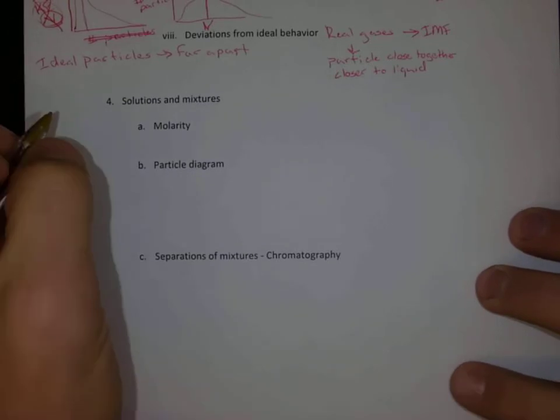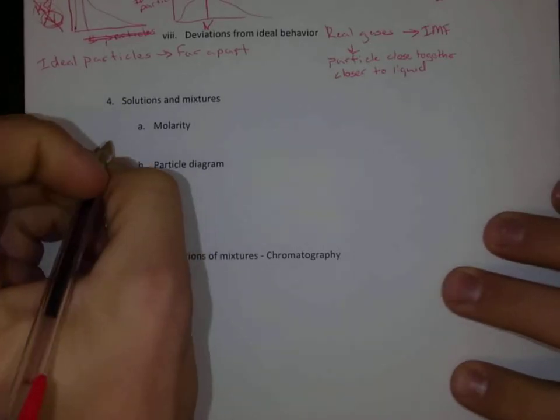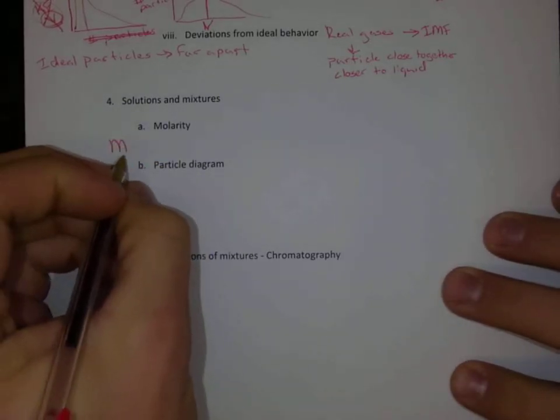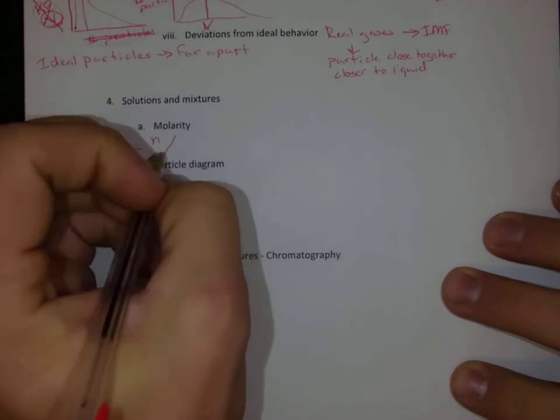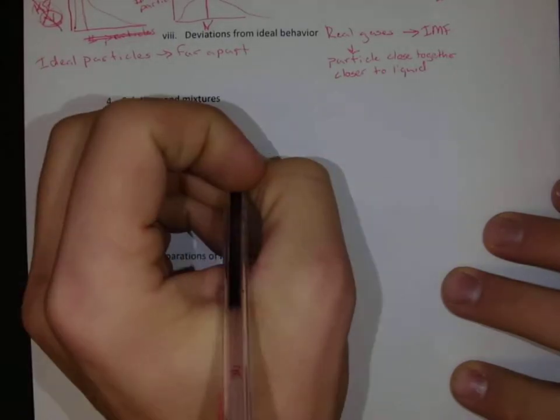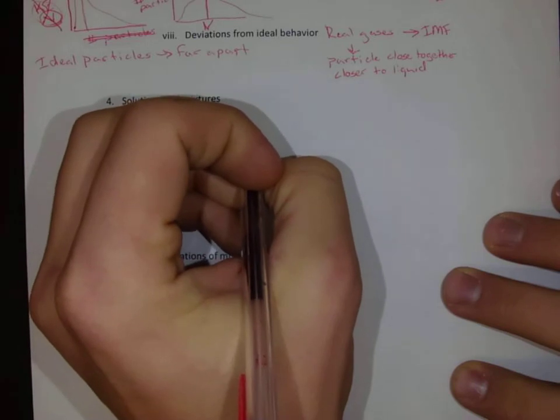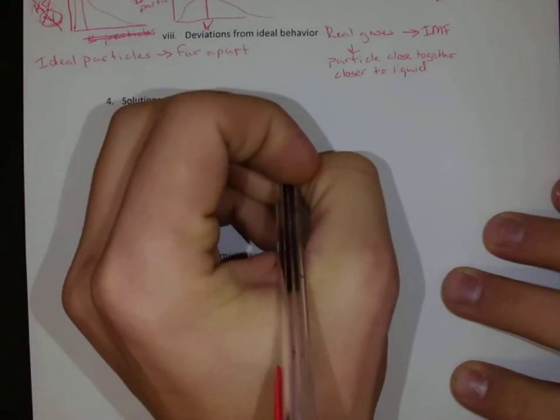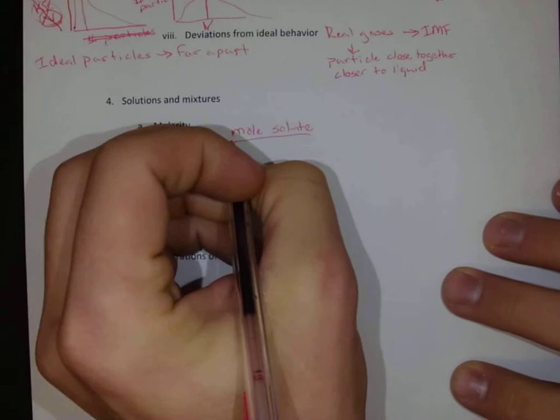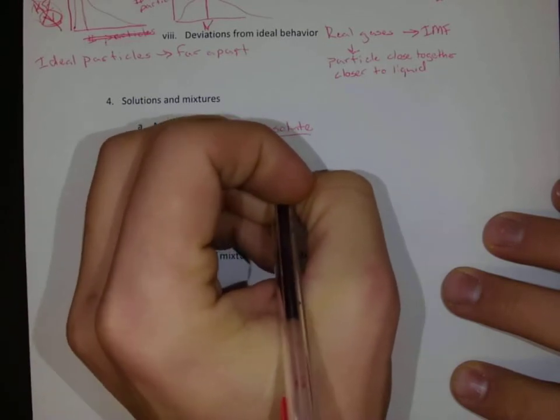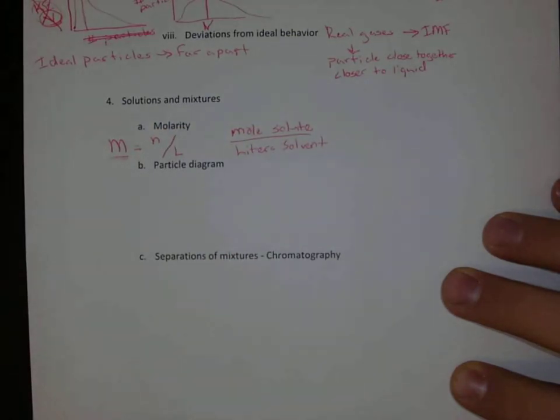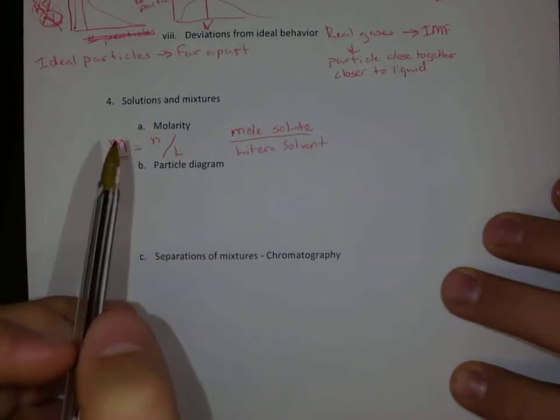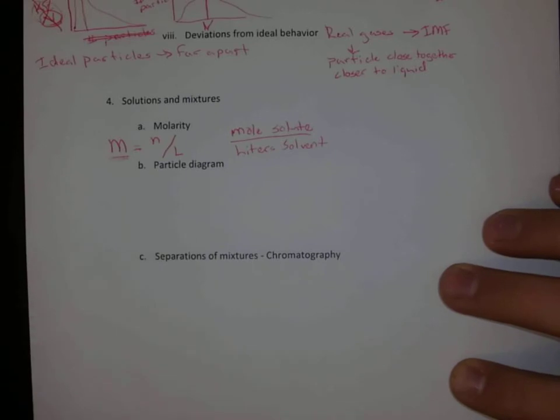So our solutions, whenever we talk about a concentration of a solution, we always use molarity, which is a capitalized M. Molarity is equal to the number of moles of our solute divided by liters of solvent, okay? So we should be able to use that relationship to do any sort of concentration calculations.